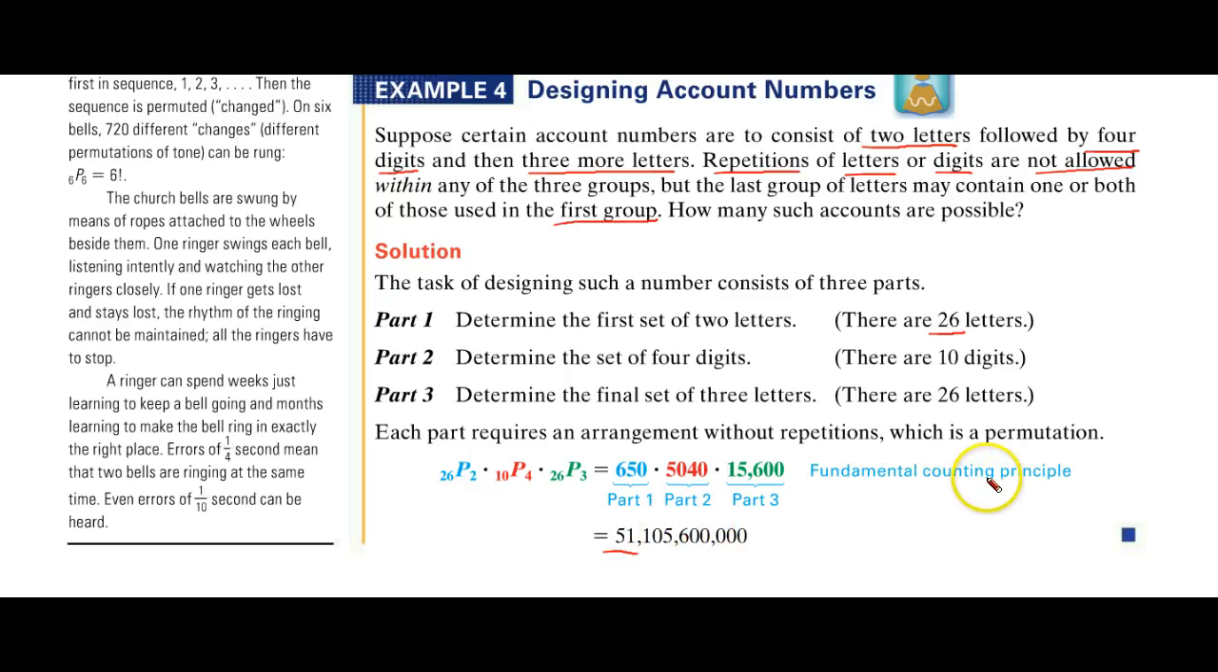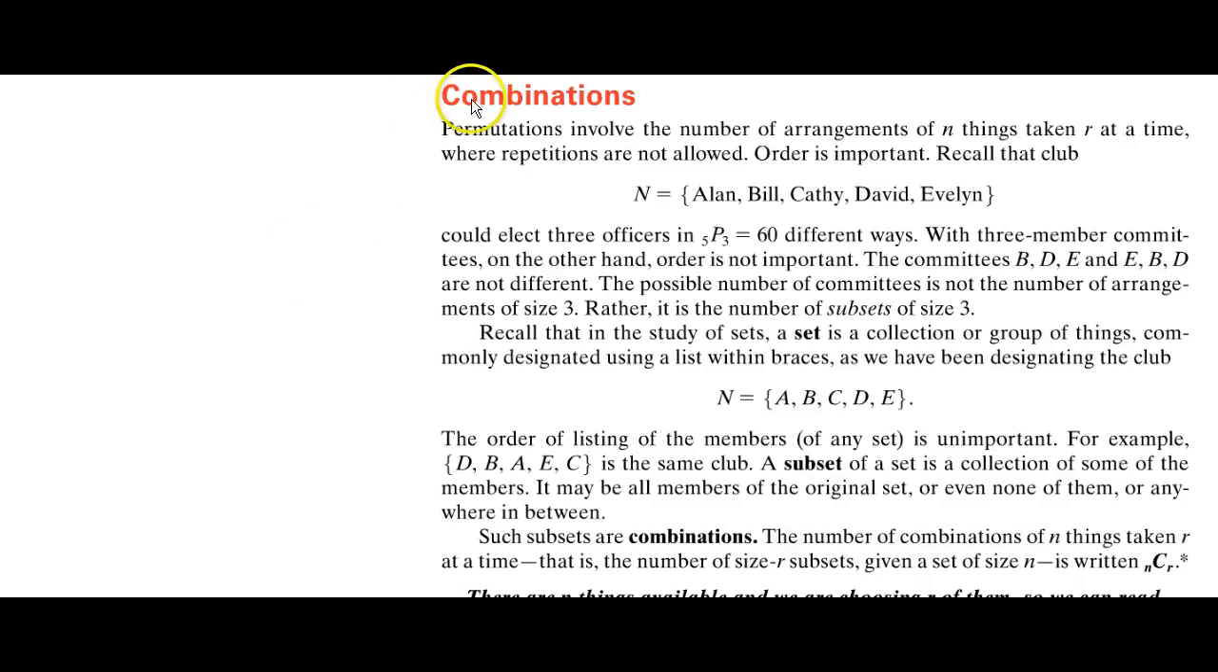Fundamental counting principles, but using, in this case, permutations. Now, as we go into combinations, we want to see if we can figure out generally what's the difference. Well, in combinations, order is not important.